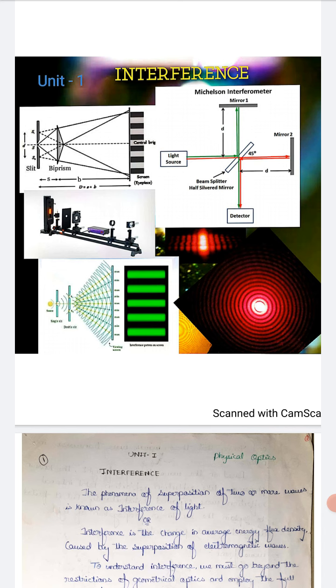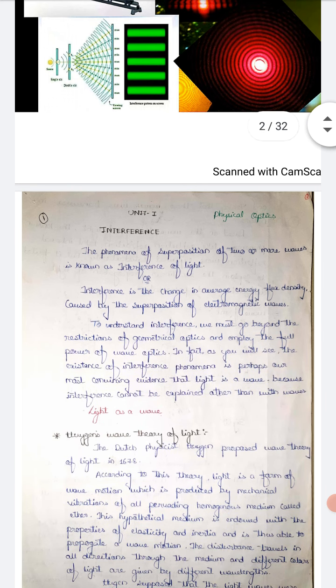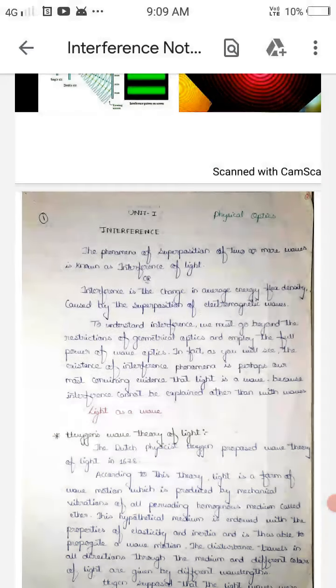What is interference? I will discuss what interference is. The phenomenon of superposition of two or more waves is known as interference of light. Or interference is the change in average energy flux density caused by the superposition of electromagnetic waves.